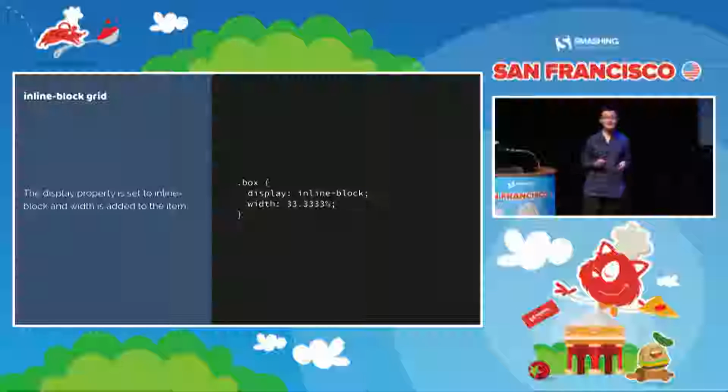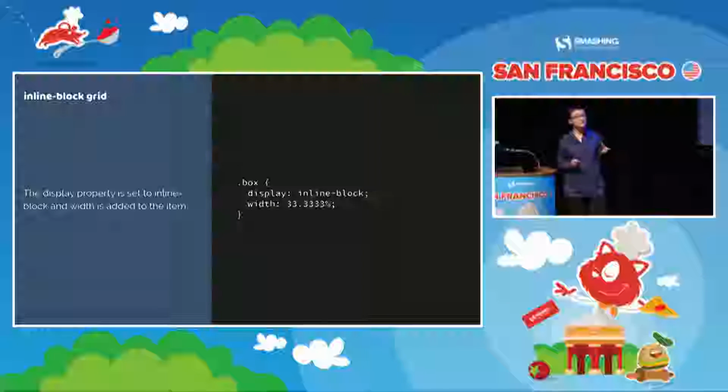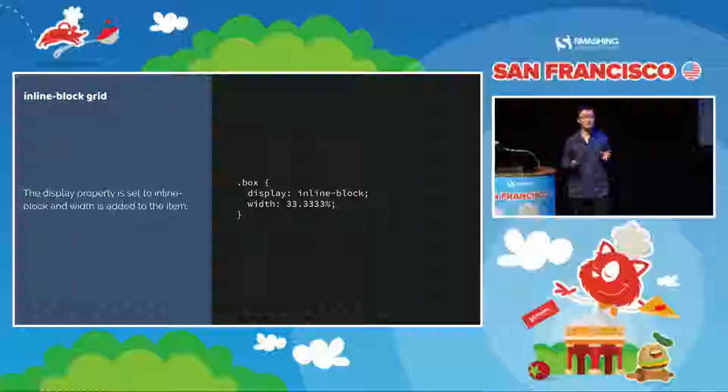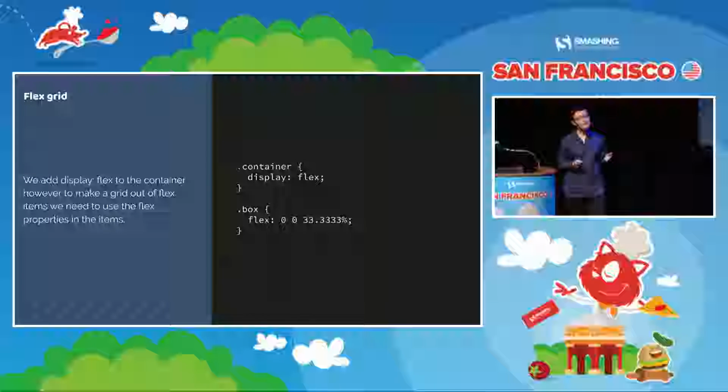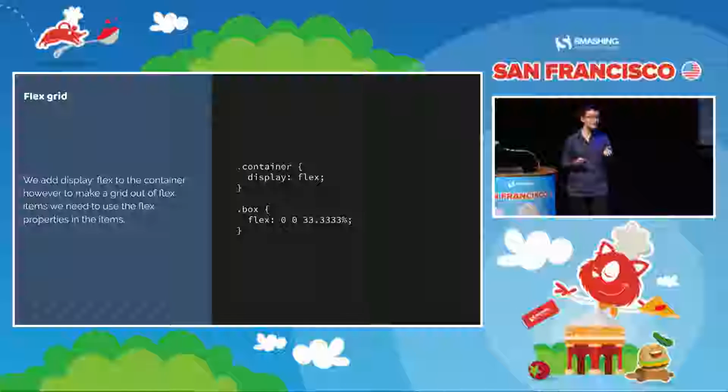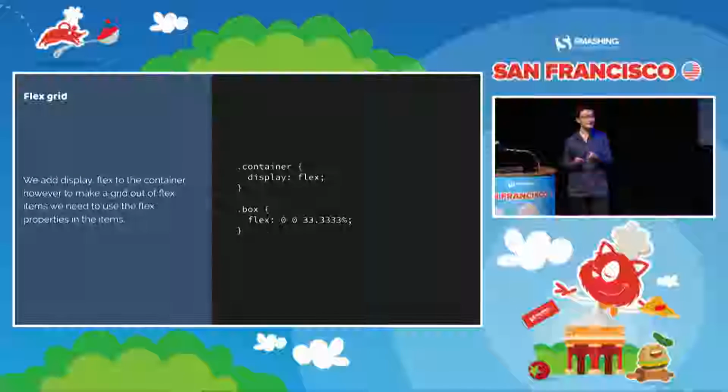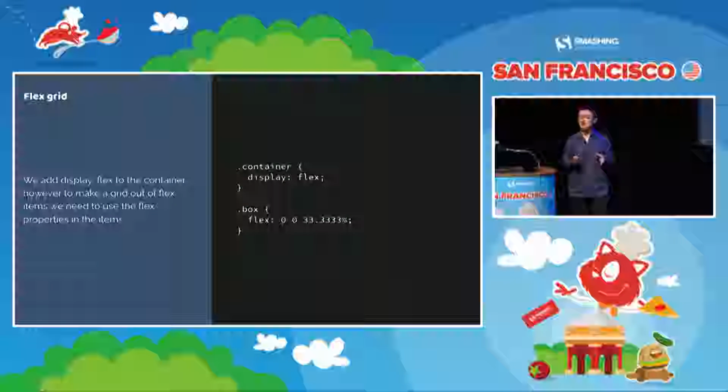Inline block is exactly the same. You need to add a width to say how big it's going to be in proportion to the other things. You need to work out those proportions often. And even with Flexbox, although we add Flexbox to the container, if you want to change the sizing of the stuff inside the container, the individual items, again, you are going to add a width to the item, or you're going to play with the flex-basis size to get that sizing.